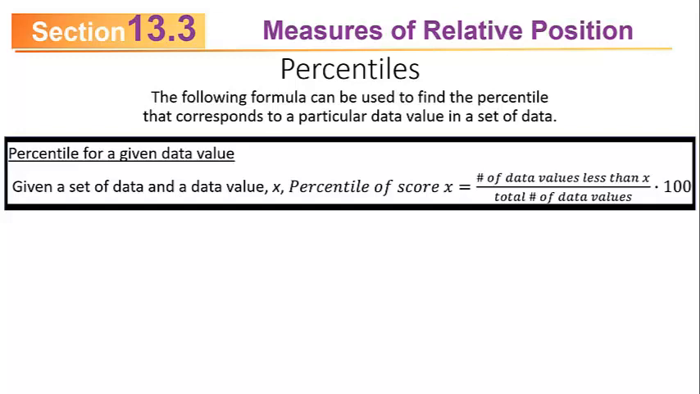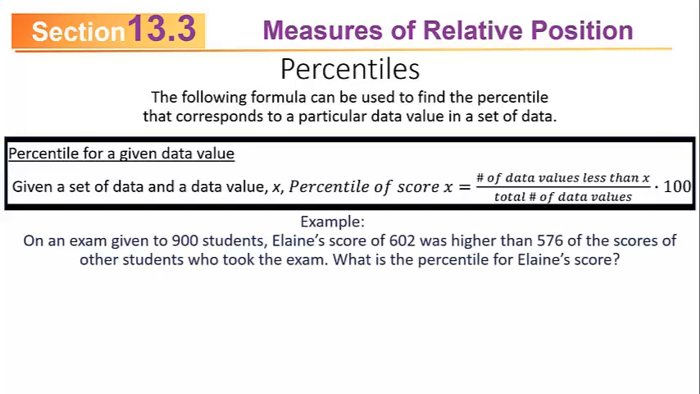Given a set of data and a data value x, the percentile of score x is equal to the number of data values less than x divided by the total number of data values, the entire fraction multiplied by 100. For example, on an exam given to 900 students, Elaine's score of 602 was higher than 576 of the scores of other students who took the exam. What is the percentile for Elaine's score?